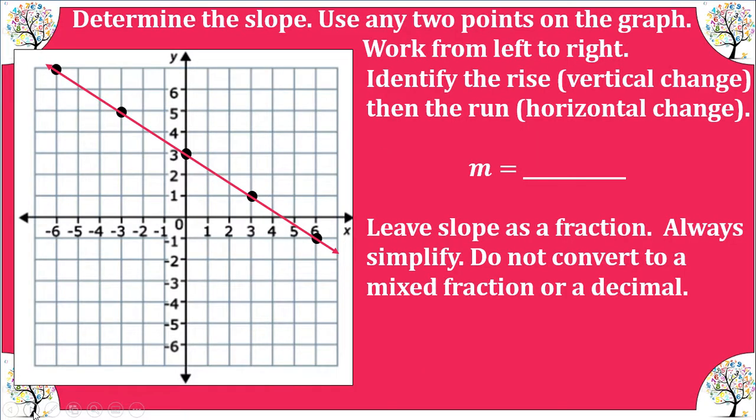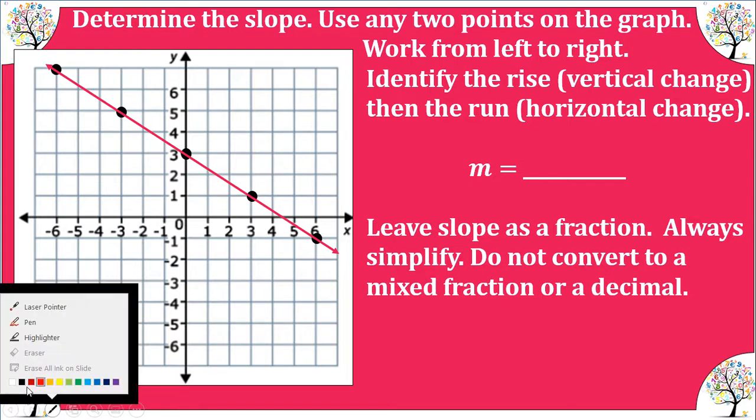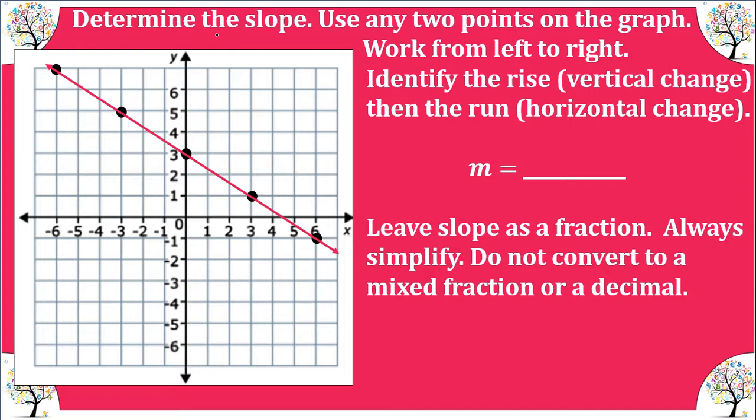Let's determine the slope of this line. Notice that this is going downhill, so we will have a negative slope. So I'm just going to choose this point here, (-6, 7), and I'm going to work my way toward this point. Again, do not do the run first, do the rise. And in this case, my rise is negative. I'm going down 2 units, to the right 1, 2, 3. So my slope is -2 over 3.